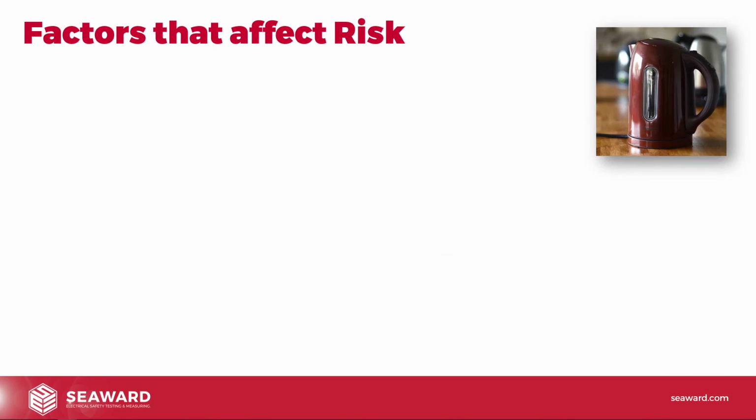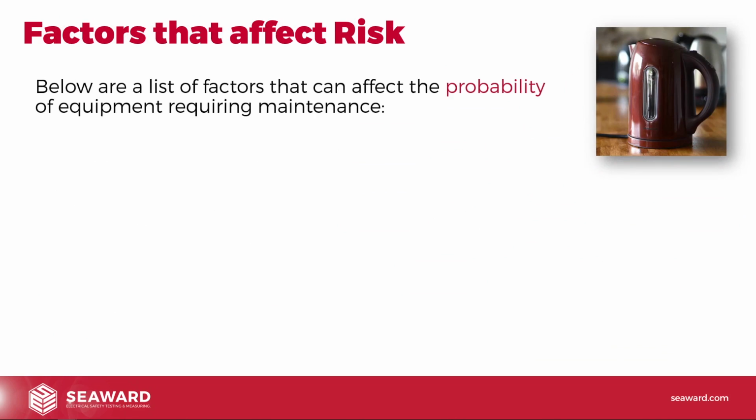So what factors affect risk? Below is a list of factors that can affect the probability. We said risk was made up of two factors, probability and impact, and these are made up of sub-factors below them that contribute to either the probability or the impact. Some of them, you'll notice on the list, are there twice because, for different reasons, certain things can affect both the probability and the impact.